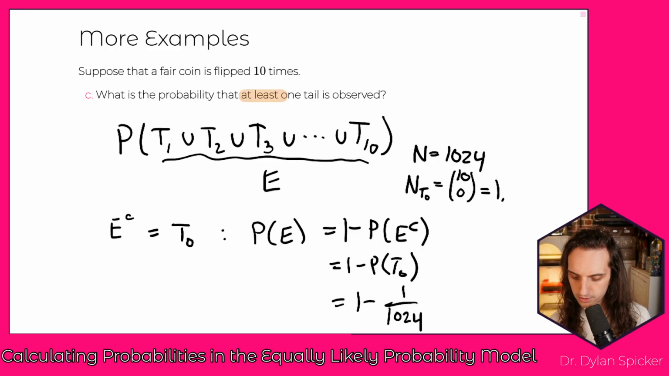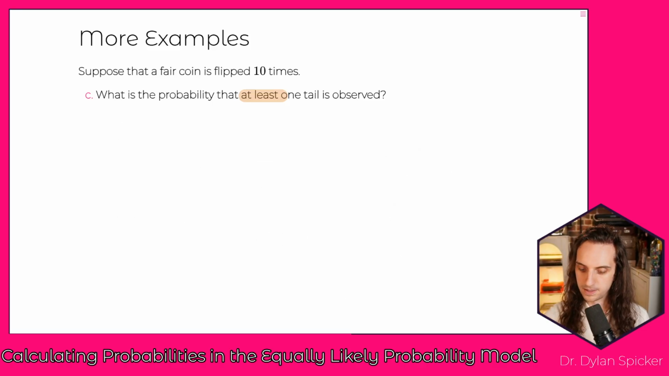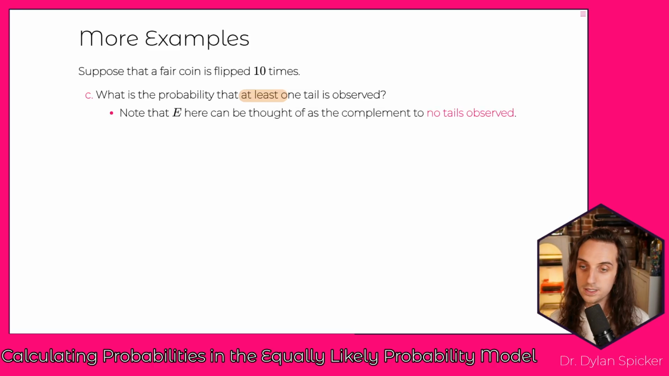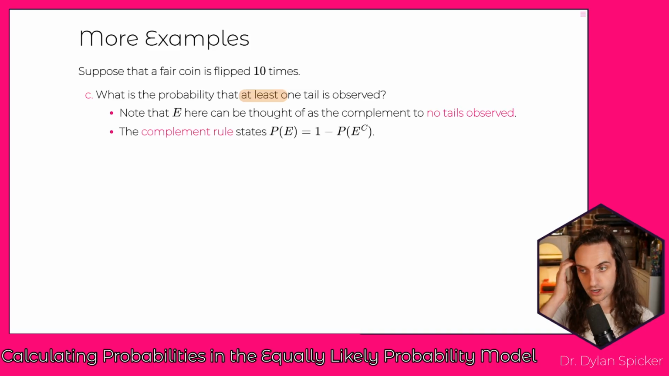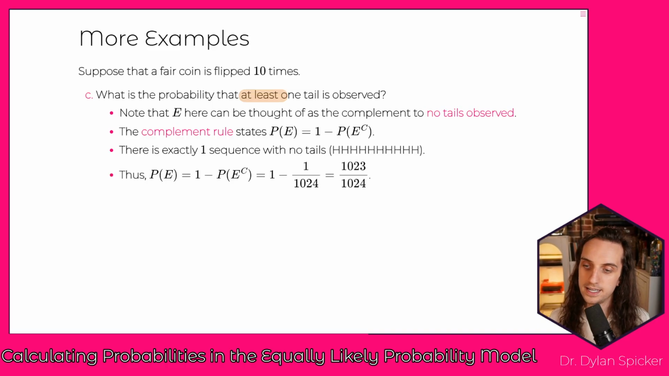Okay, and so let's walk through that argument again. Thinking through the complement is always going to make our lives quite a lot more straightforward. E can be thought of as the complement to no tails being observed. So the complement rule tells us the probability of E is 1 minus the probability of E complement. The only way that no tails are observed is if you have all heads, right? There's exactly one sequence that does that. And so the probability of E is 1 minus 1 out of 1024, or 1023 out of 1024.